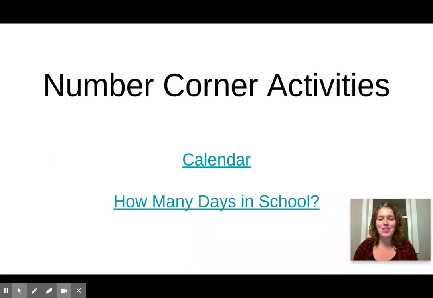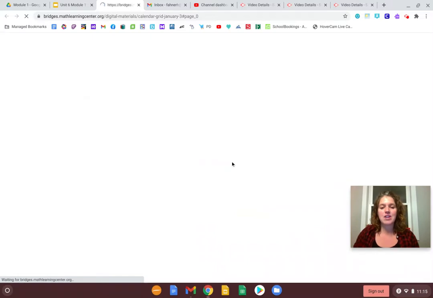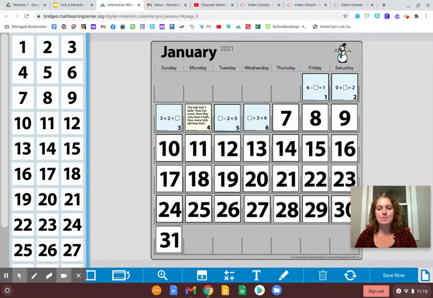Today, we're going to take a look at our calendar and how many days in school to update that. And then we're going to practice a little bit more using that 10 and some more, or transferring that knowledge into using it for 9 and some more. So let's first take a look at our calendar to update it.